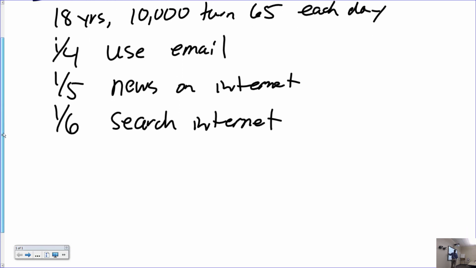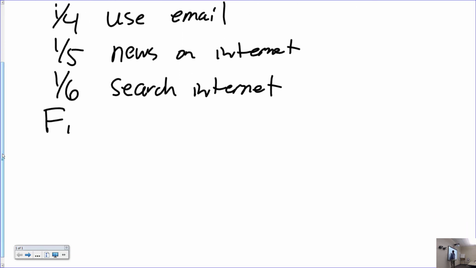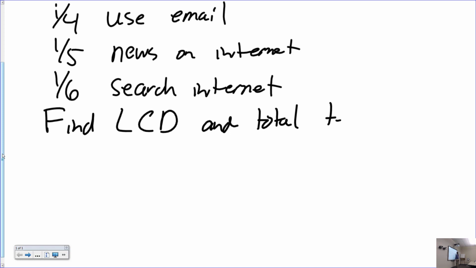Find the lowest common denominator and determine the total technology usage, total tech usage, as a fraction. As a fraction. Good. Okay.